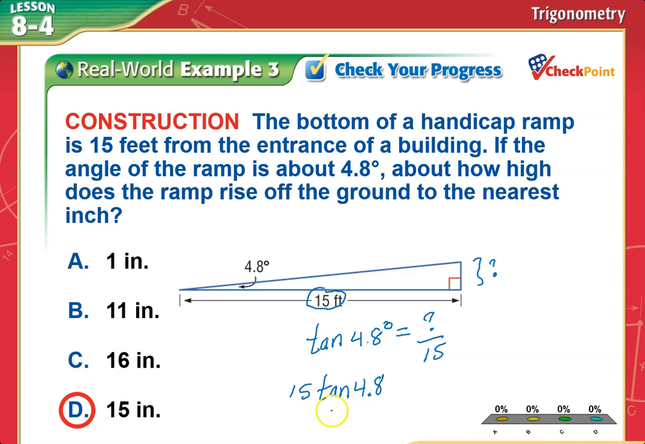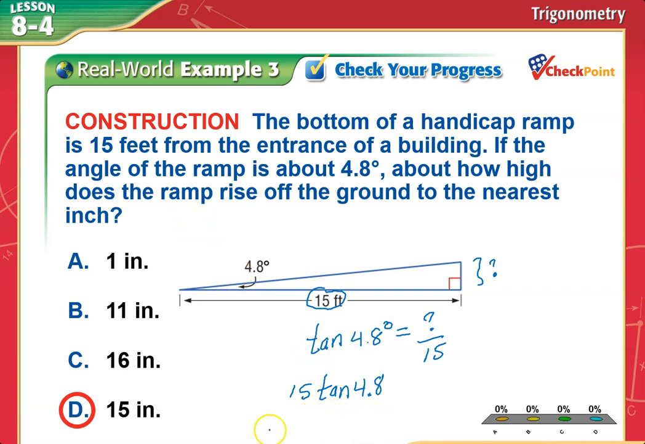Now I assume tangent of 4.8 must be somewhere. Oh, I did it again, didn't I? 15 feet, and we want inches again. So once we get this answer, we can multiply by 12. Okay, and that should give us somewhere around 15. Or we can convert this 15 into inches right now by multiplying by 12. So either way will work. This will give me a feet answer.